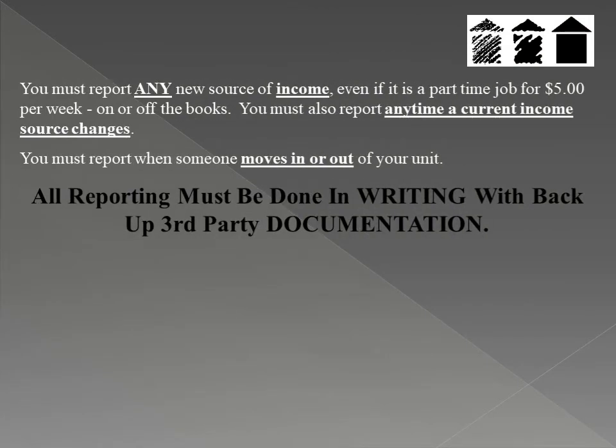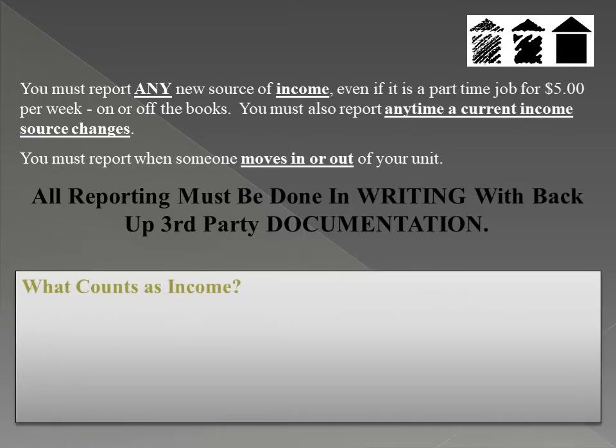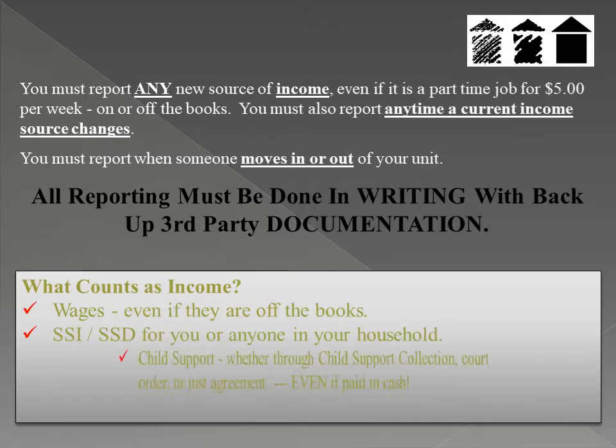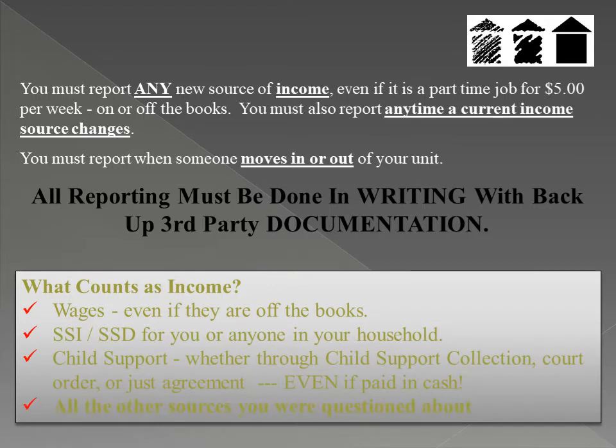You must report any new source of income, even if it is a part-time job for $5 a week, whether it's on or off the books. You must also report any time a current income source changes. You must report when someone moves in or out of your unit, and it is your responsibility to remember this. All reporting must be done in writing, with backup third-party documentation. What counts as income? Here are some examples: wages, Social Security income, child support, and any other sources that you are questioned about on your application.